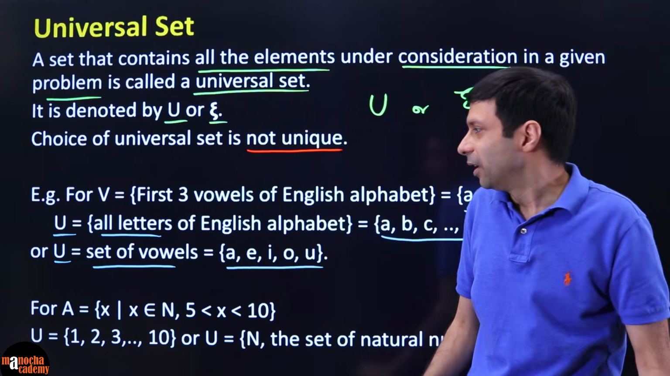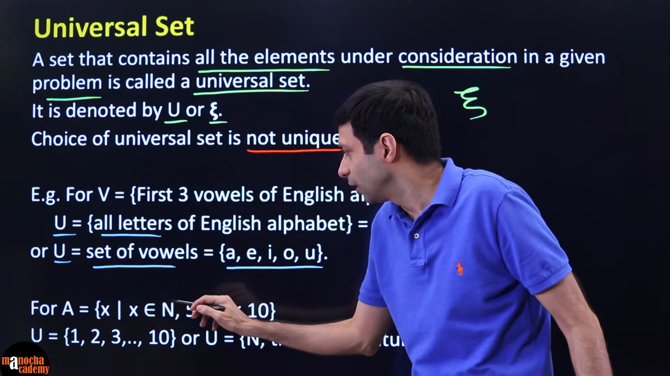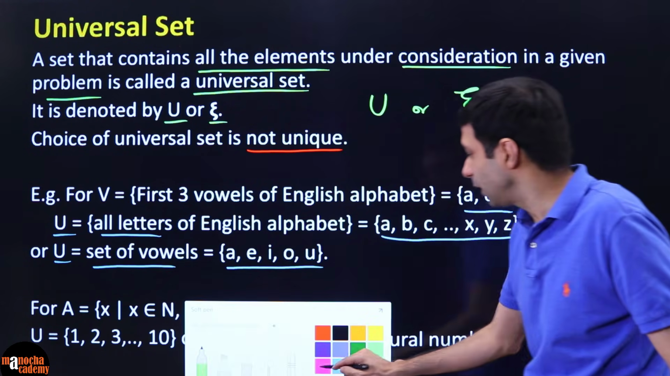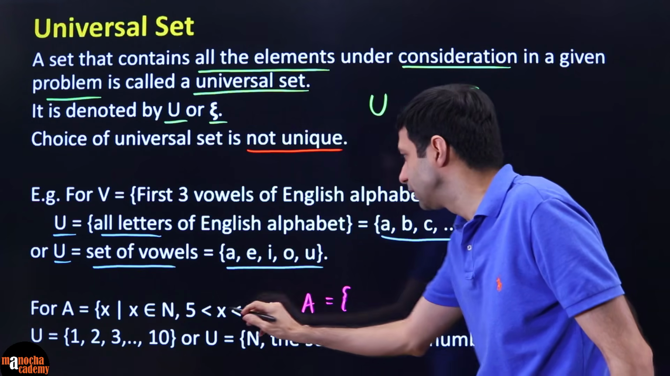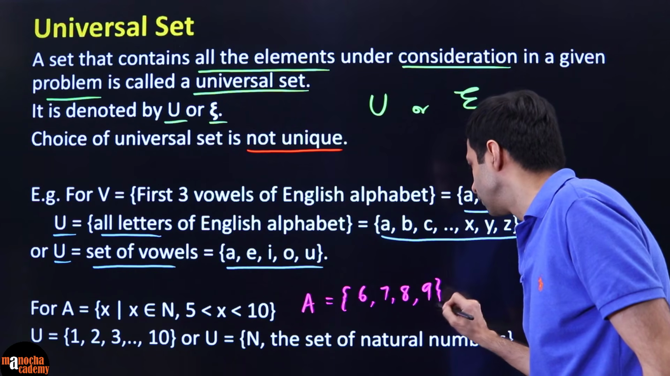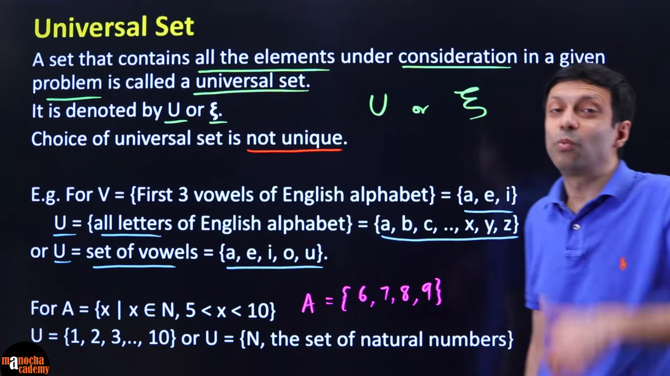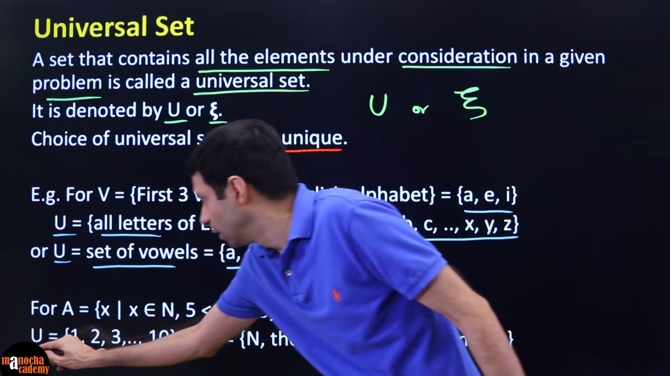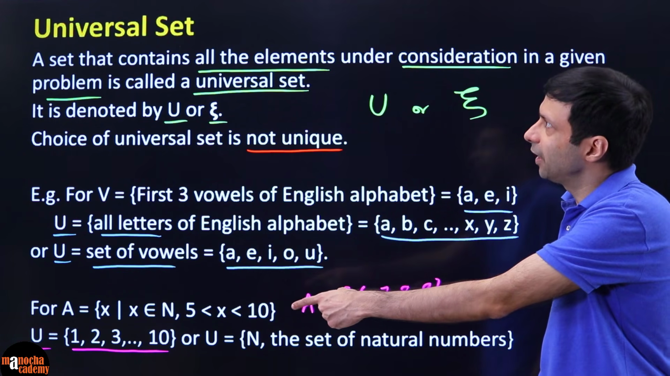Let's look at another example. If you say for the set A, where x such that x belongs to natural numbers and x is greater than 5, x is less than 10. So can you guys tell me what is set A over here? Set A is basically the numbers 6, 7, 8 and 9. See, natural numbers greater than 5, less than 10. Now what will be the universal set? One universal set could be all numbers from 1 to 10. Okay, so this can be a universal set. Numbers 1 to 10 and all the elements of A are contained in it.